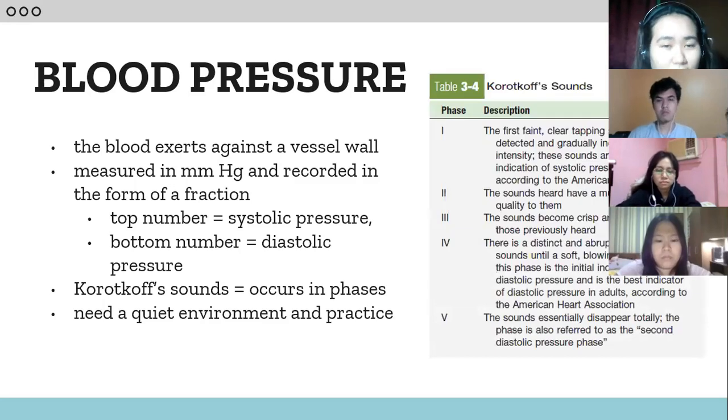On the right side, from the source, there are five phases. The most important ones are phase 1 and phase 5. Phase 1 is the systolic, and phase 5 is the diastolic, wherein the Korotkoff sounds disappear. Phase 1 is the clearest, phase 2 is muffled, phase 3 is crisp, and phase 4 is distinct and abrupt. So, read this one.